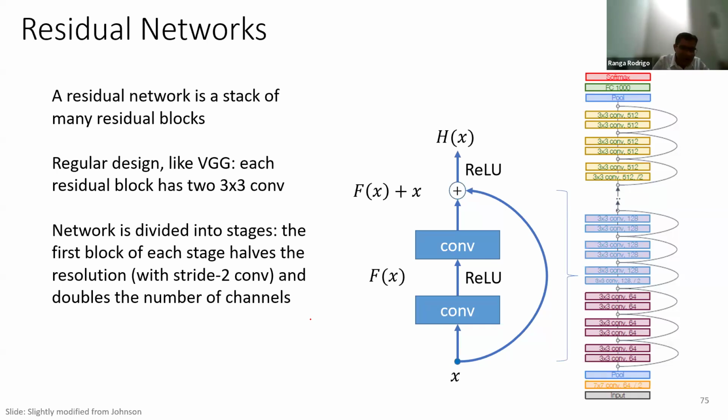A residual network is a stack of many residual blocks, with a regular design like VGG. Each block has two 3x3 convolutions. The network is divided into stages. The first block of each stage halves the resolution, which is done with a strided convolution, and doubles the number of channels.